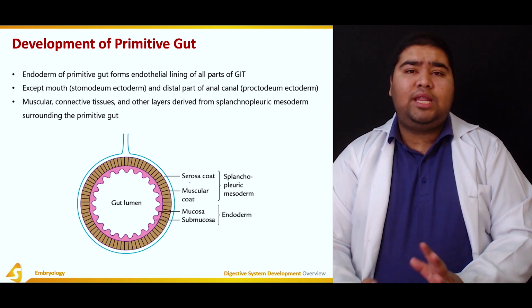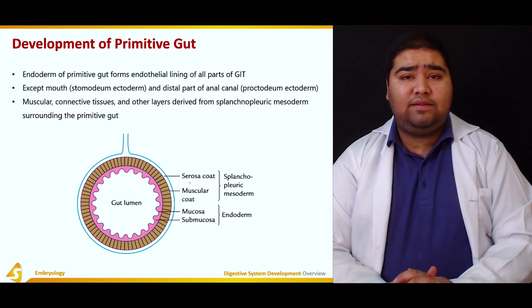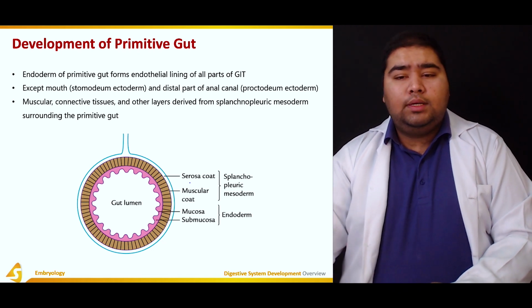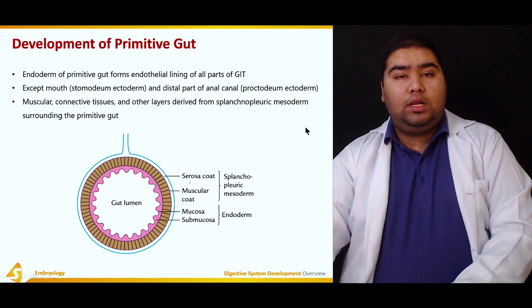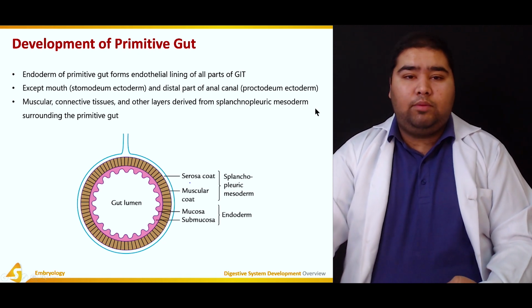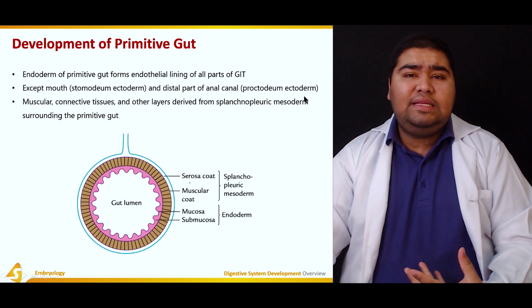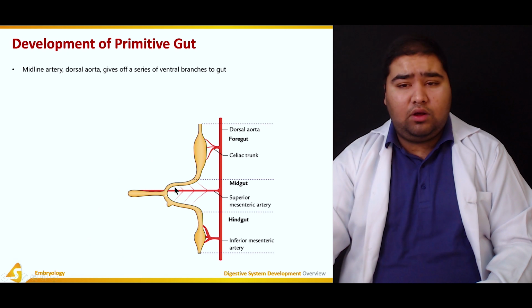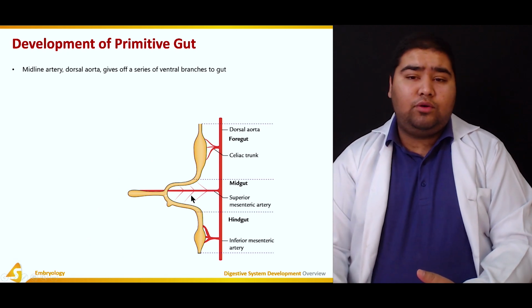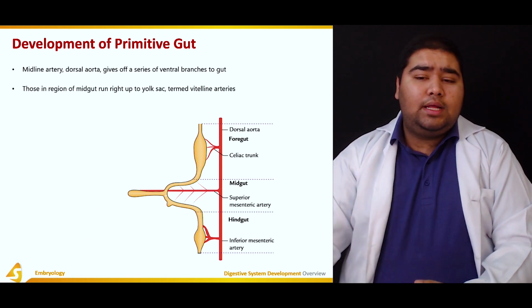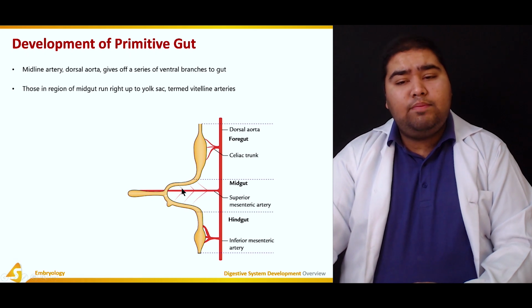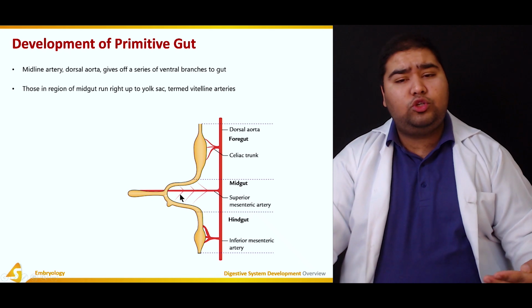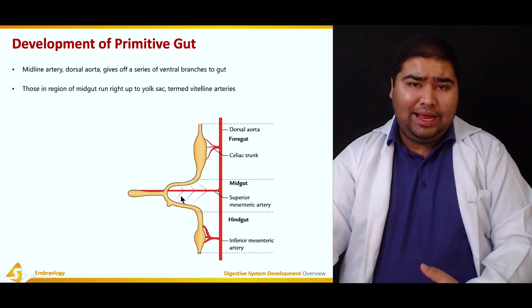So moving on, now we'll see how the vascular supply develops within the developing gut. This midline artery is the dorsal aorta, the biggest vessel in the human body. It gives off a series of branches. Here you can see a series of branches being given off. These branches are known as the vitelline arteries. These are present within the midgut region, and they tend to run towards the yolk sac.